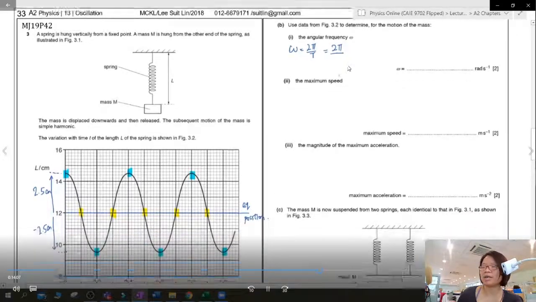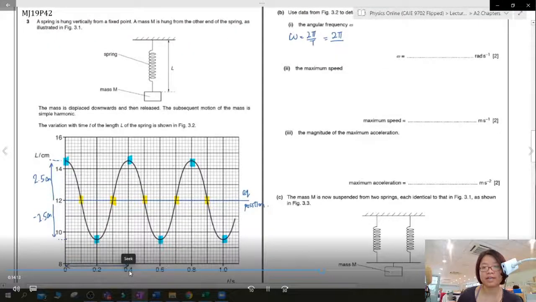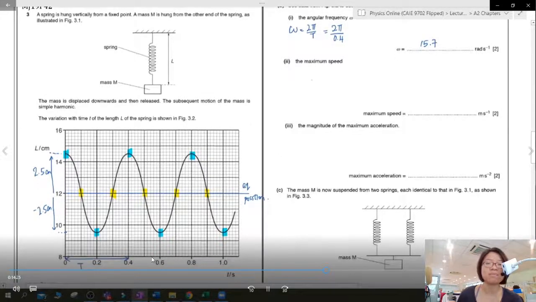Determine omega. Omega is 2 pi over T. From here, we can easily tell T is 0.4 second. To unlock all the things in simple harmonic motion, you need to know omega and you need to know maximum displacement or amplitude. Once you have these two numbers, whatever they want you to find, you can just say, come at me, I can solve all the questions. What do you want? Kinetic energy, maximum acceleration. I know everything. So this is unlocking the level.